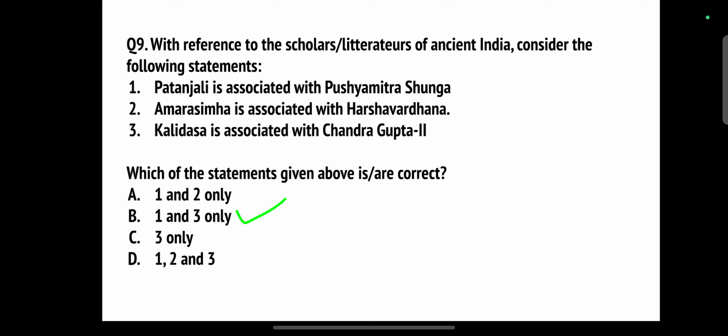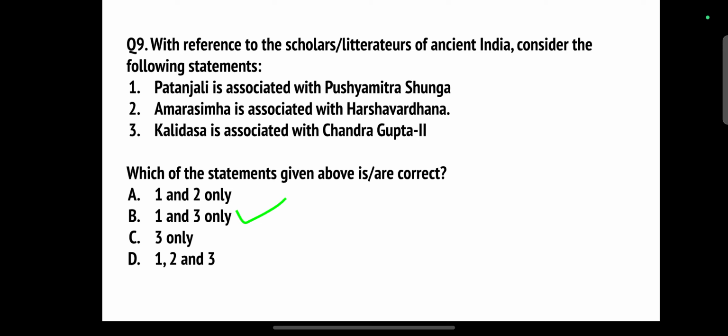because Patanjali is definitely associated with Pushyamitra Sunga. You might have read about Patanjali performing some yagya for Pushyamitra Sunga. UPSC had asked a question on similar lines. There, the first statement was Panini is associated with Pushyamitra Sunga, which was wrong. Panini was the first grammarian. The second grammarian was your Patanjali. Panini was not associated with Sunga, but definitely Patanjali is associated with Pushyamitra Sunga. Here, the first statement becomes correct.